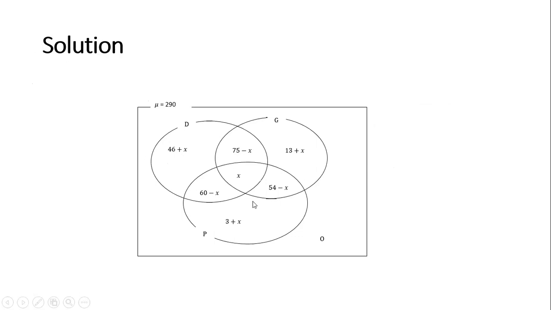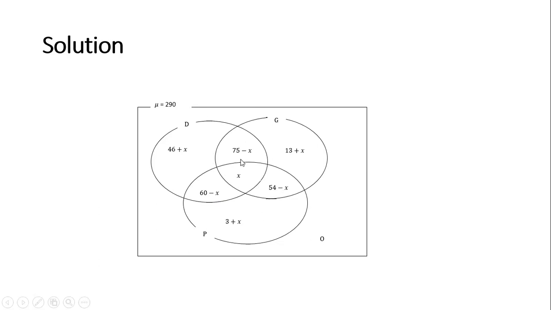The people that read all three papers are not given, so we represent that with x. After drawing a circle for the Daily Times, a circle for the Guardian, a circle for the Punch, and then the universal set, we subtract that. For people that read the Daily Times and the Guardian alone, 75 minus x. The Daily Times and the Punch alone, 60 minus x. The Guardian and the Punch alone, 54 minus x.